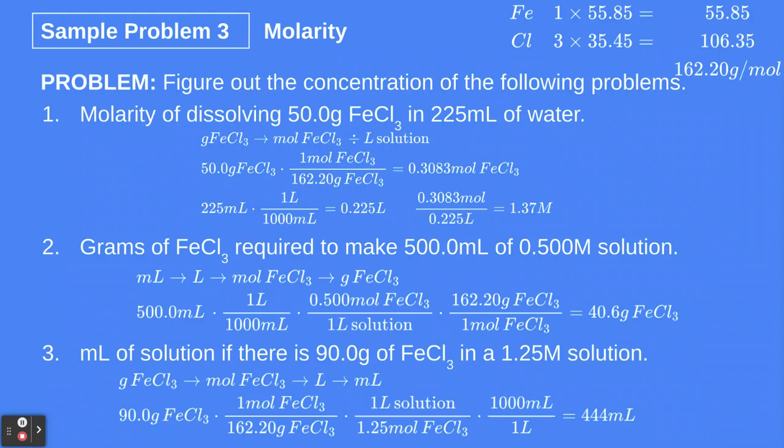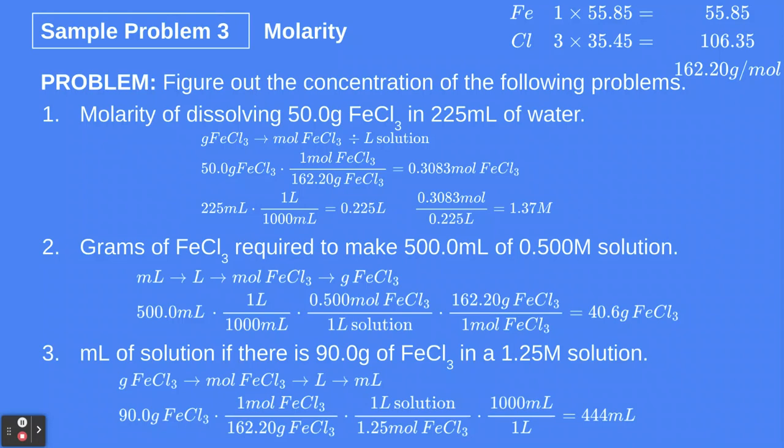That gives us 0.3083 moles. Our 225 milliliters in liters is 0.225. So we're going to take the 0.3083 moles divided by 0.225 liters, and that comes out to a 1.37 molar solution.